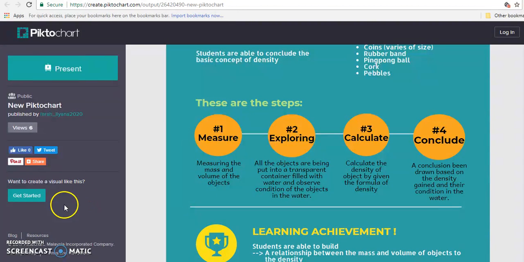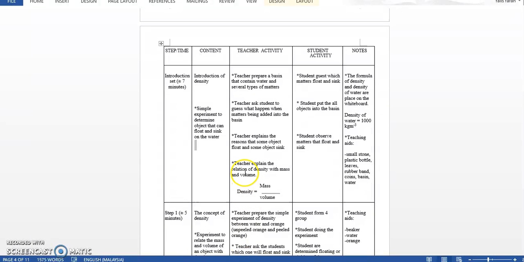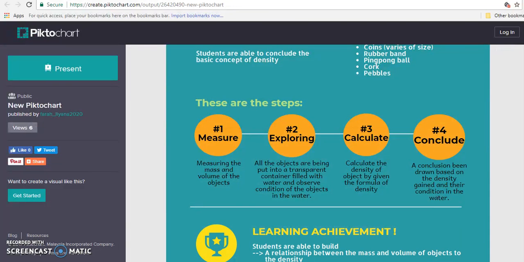Okay, so the third step is to calculate the density of the object by using the given formula of density. So what is the formula of density? This is the formula of density. Density is mass per volume. So the teacher needs to explain the reason that some objects float and some objects sink. You know why some objects float and some objects sink?